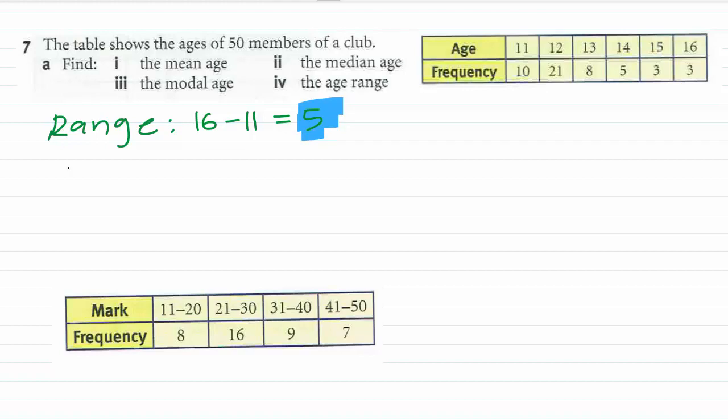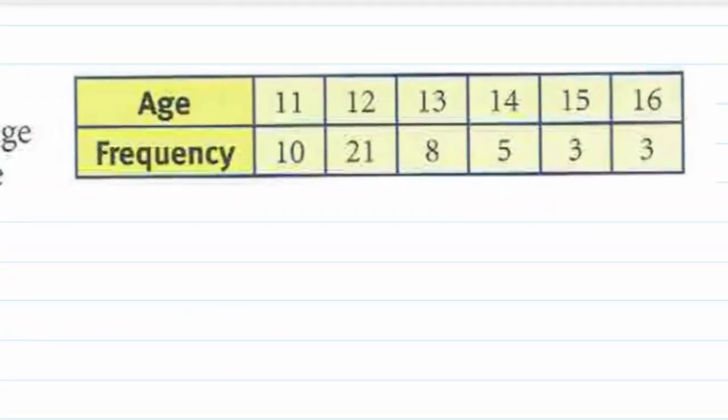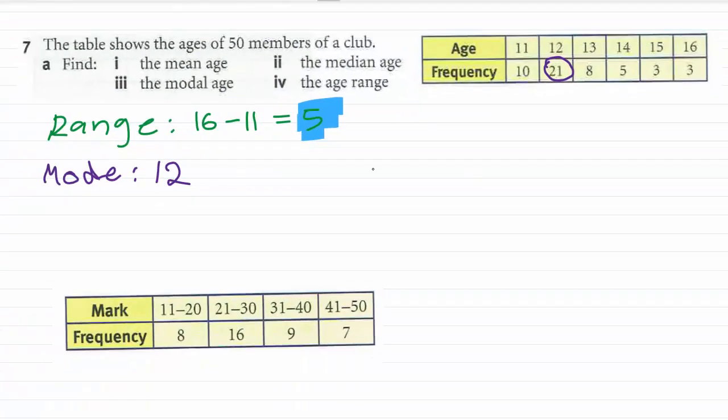To find the mode, we look at the highest frequency. Highest frequency here is 21. It means 12 is repeated 21 times. So 12 is the most repeated number. That makes the 12 the mode.